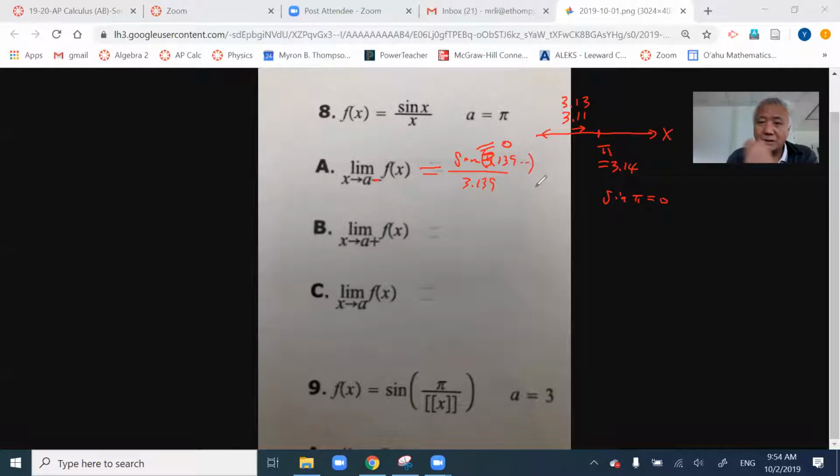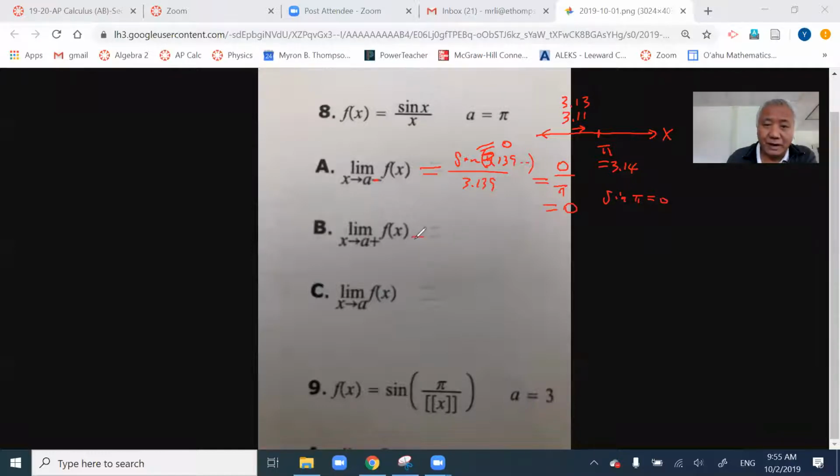And then the bottom one is not 0, so that means the overall 0 over a number which is not 0. We can put it this way at pi, okay? Because x approaches pi, and since it's continuous, we can plug it in here. So that will be equal to what? 0. This is the left limit.